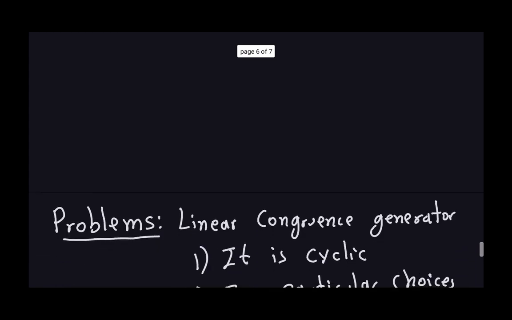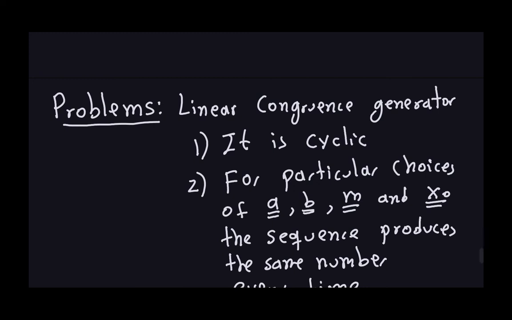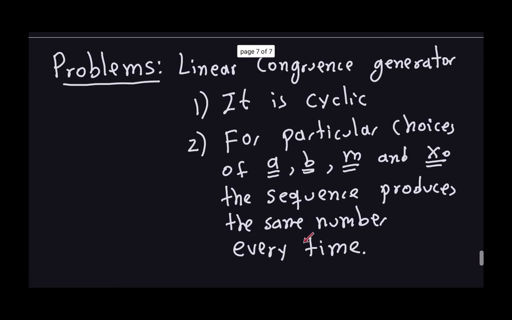So what are the problems here with the linear congruential generator? One of the problems we saw in one of the examples is that it is cyclic. Cyclic means there is a cycle there. So you start with numbers that look pseudo-random, but then the cycle goes again. It repeats forever and ever. Another problem we just saw is that for particular choices of A, B, M, and the seed, the sequence produces the same number every single time. Now, that does not mean that the linear congruential generator is really bad.